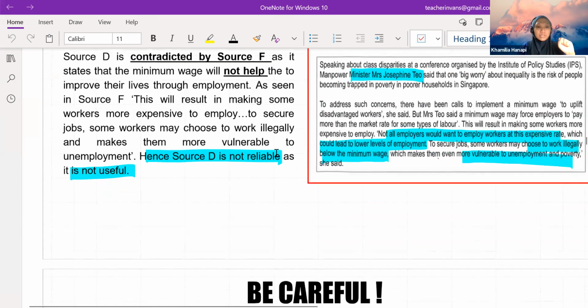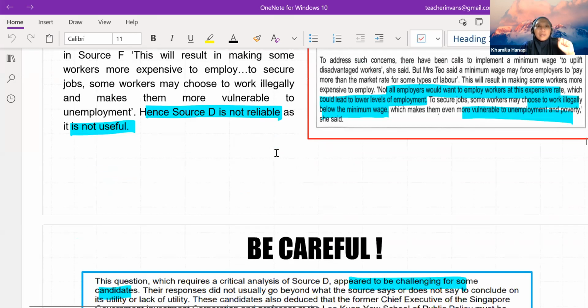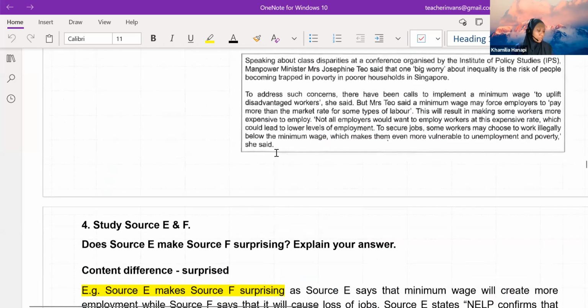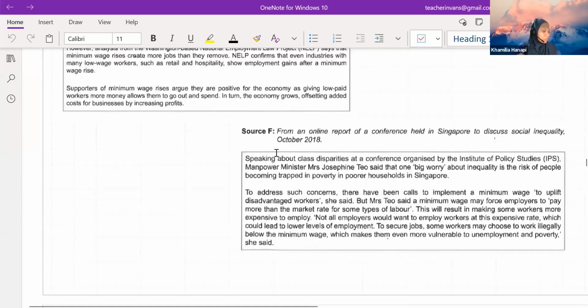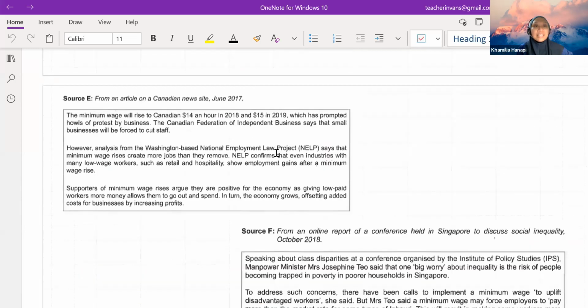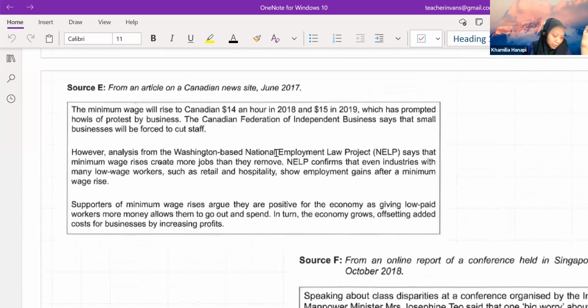Okay, let's look at source E and source F. So source E and source F, again, it is about surprising. Okay, let's take a look at source E and then let's take a look at source F. So just now I've unpacked a little bit about source F. Okay, now source E, it is by a Canadian news site, and quite shocking, it says here that the minimum wage will increase from just $1, you know, $1 only. And because of that, a lot of protests by businesses.